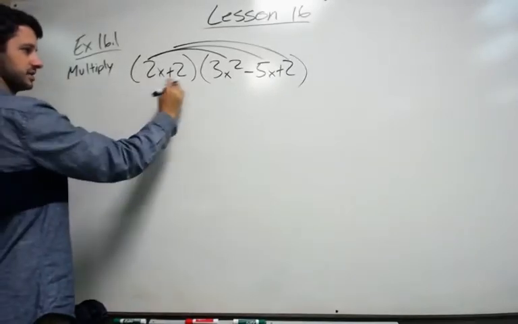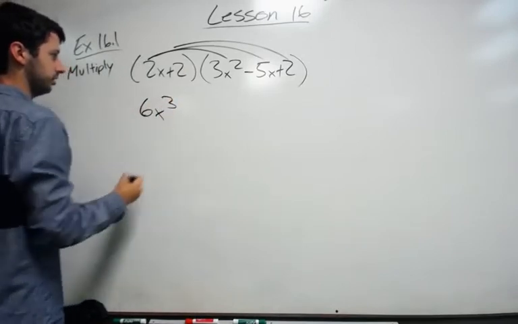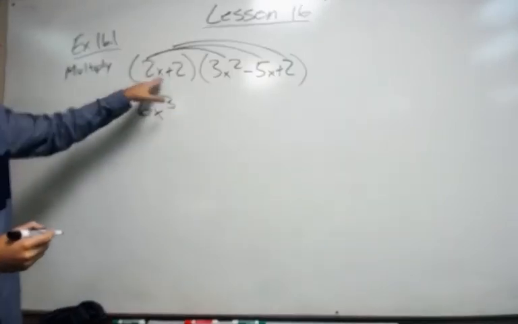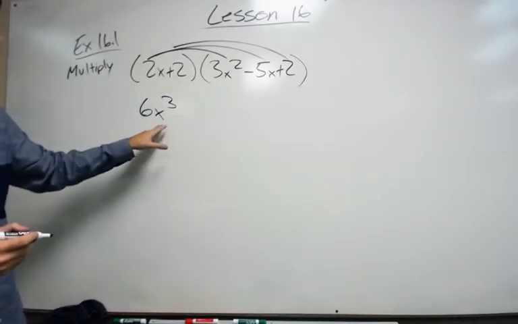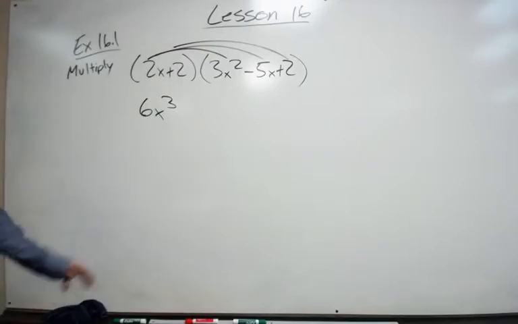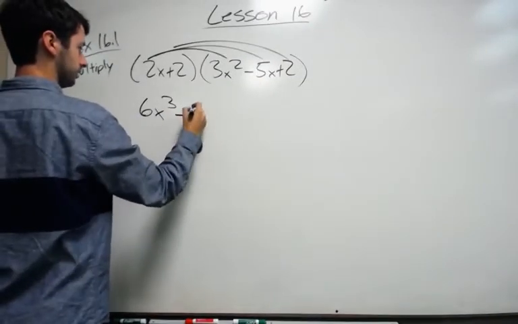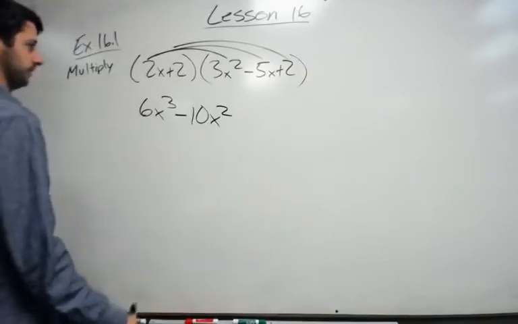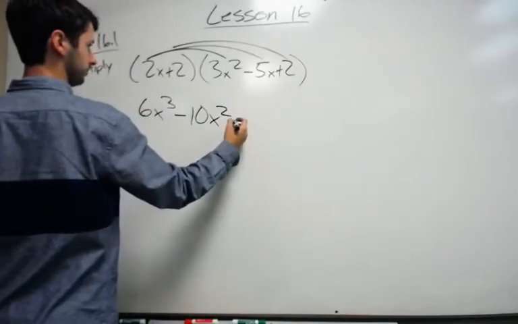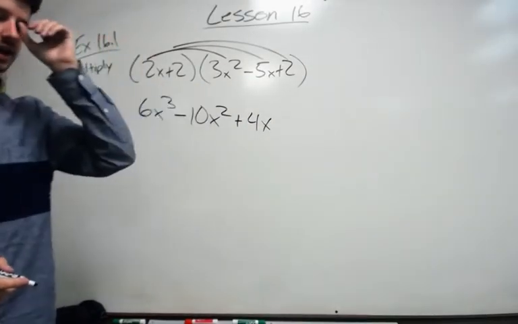So 2x times 3x squared is 6x cubed. 2 times 3, 6. X times x squared, x cubed. If you remember, when we multiply variables, we simply add the exponents. Now we multiply 2x times negative 5x. That is negative 10x squared. 2x times 2, positive 4x. Make sure that you don't forget to add the x's in.